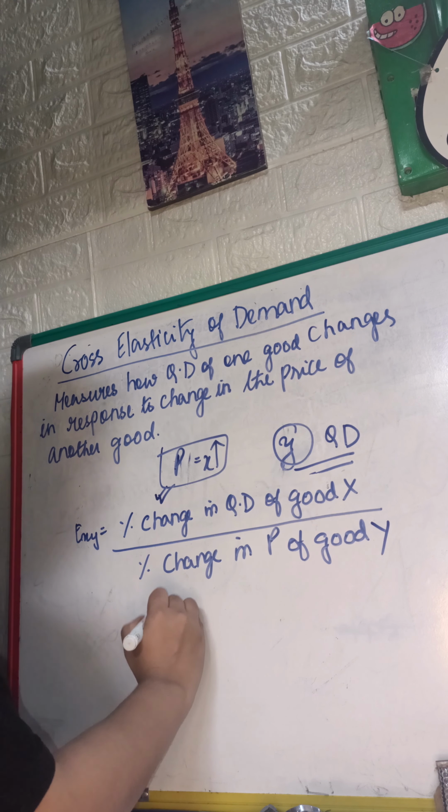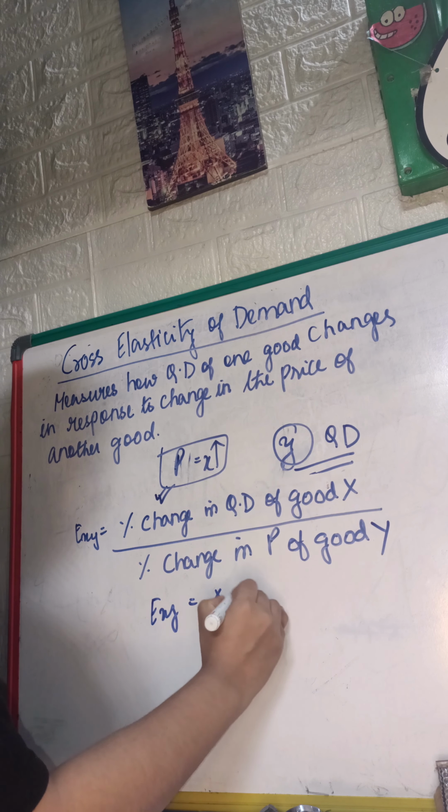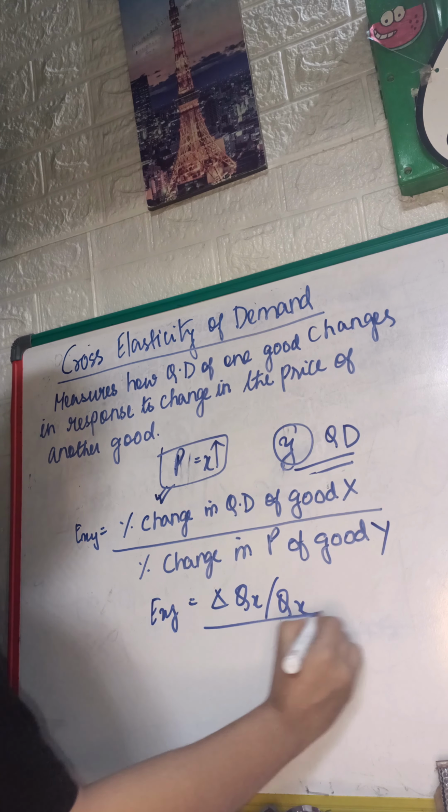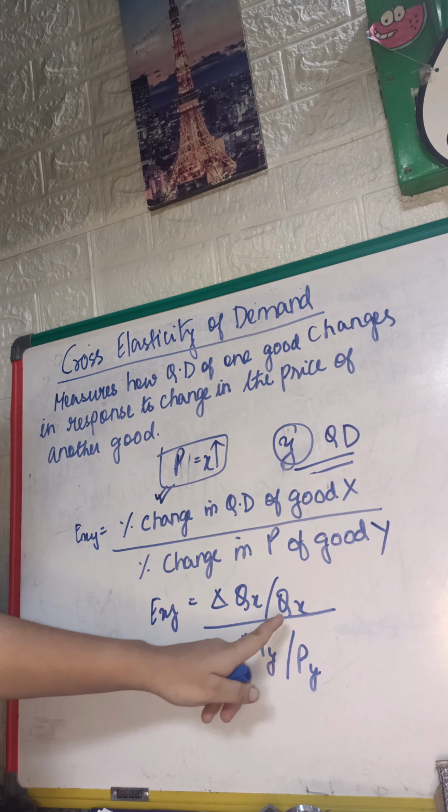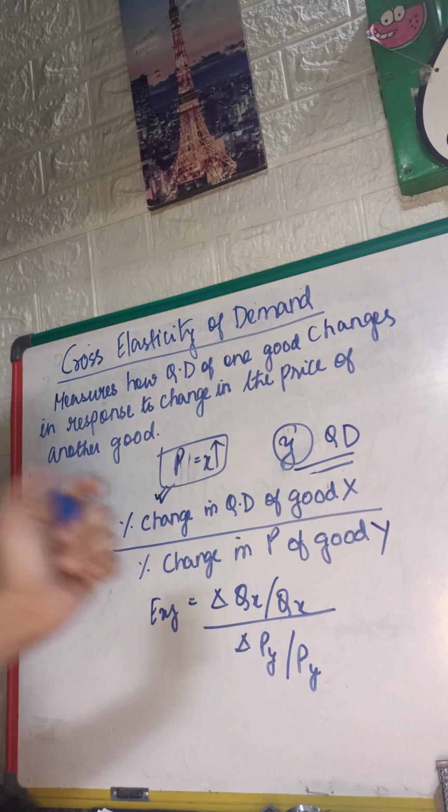Or we can write it as the change in quantity demanded of X divided by quantity demanded of X, over the change in price of Y divided by price of Y.